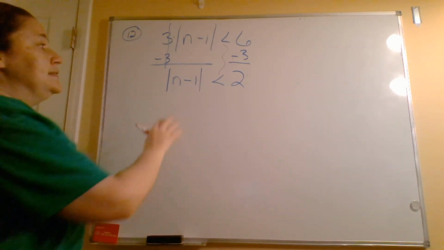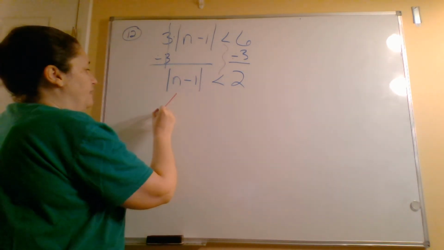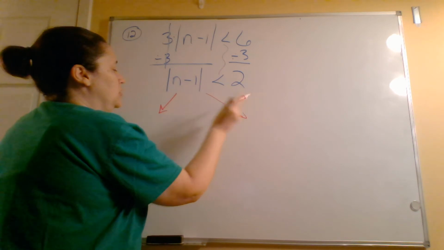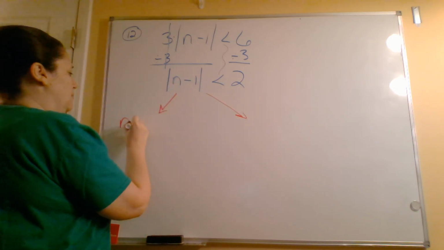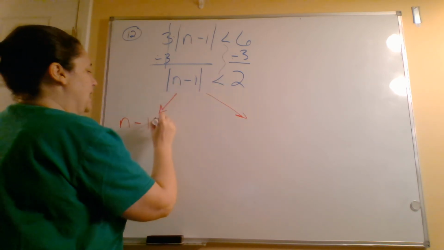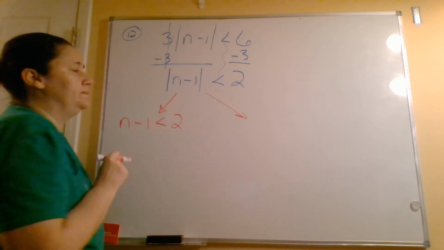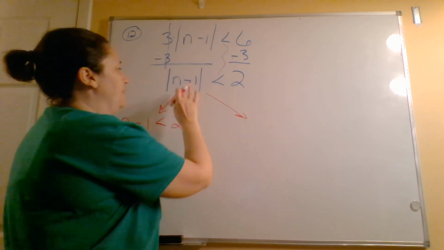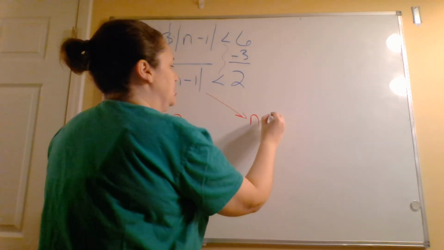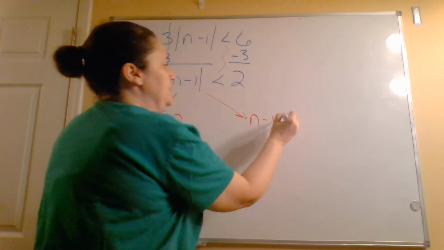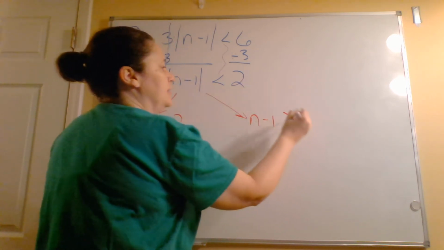Now, I can split this inequality in half like I did in the last problem. You write down what's inside, n minus 1. Write down what's outside, is less than 2. Then for the other half of the problem, you write down what's inside, you flip the sign, and you make that number negative.